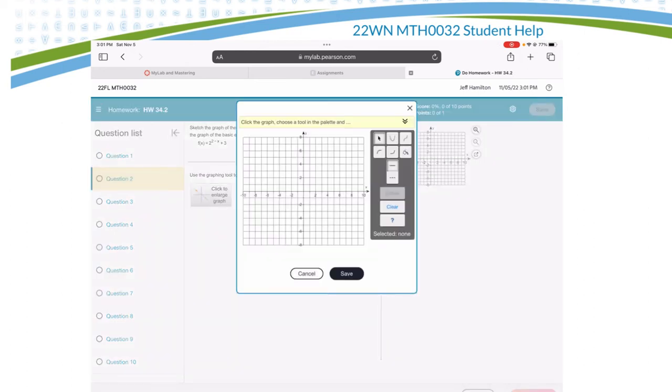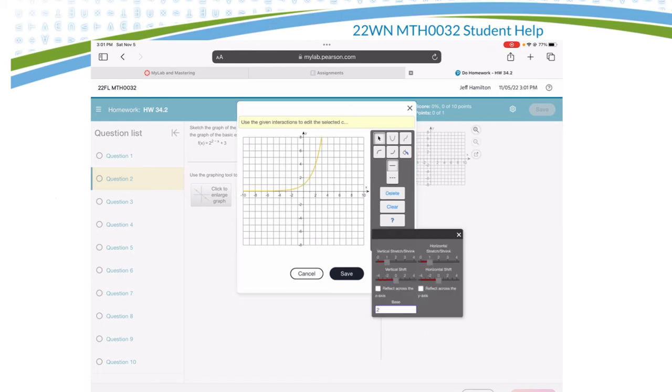So I enlarge the thing. It's going to be an exponential graph, so that's that one. I just tap anywhere on the graph, and then it shows me all of the functions down below. Vertical stretch or shrink, that's an a value. There's no a value in front of the 2, so there's nothing there. Horizontal stretch or shrink, there's nothing in front of the x other than a minus sign, so the minus sign is going to reflect things on the y-axis.